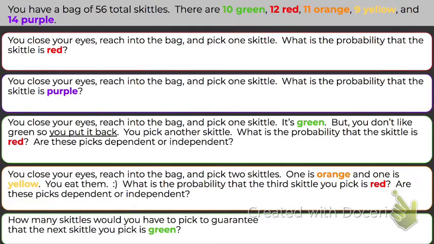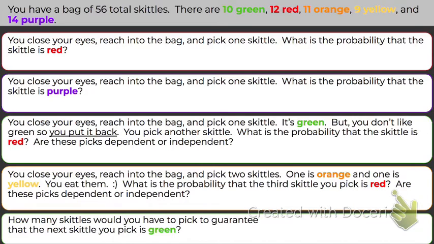Here it says you have a bag of 56 total Skittles. There are 10 green, 12 red, 11 orange, 9 yellow, and 14 purple. So now we're going to go through these 5 questions that involve this bag of 56 Skittles.